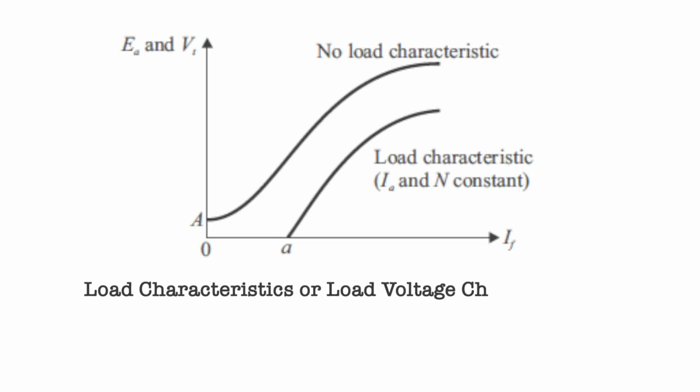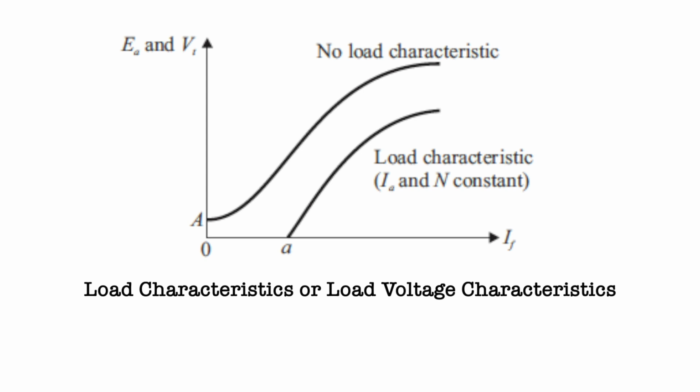Next is the load characteristics or load voltage characteristics. When the generator is loaded, the armature current IA flows and armature reaction comes into picture. Due to this, terminal voltage Vt becomes less than the no load rated voltage. At every load, field current is varied in such a manner that rated armature current flows into the load, so that armature current and speed are maintained constant.